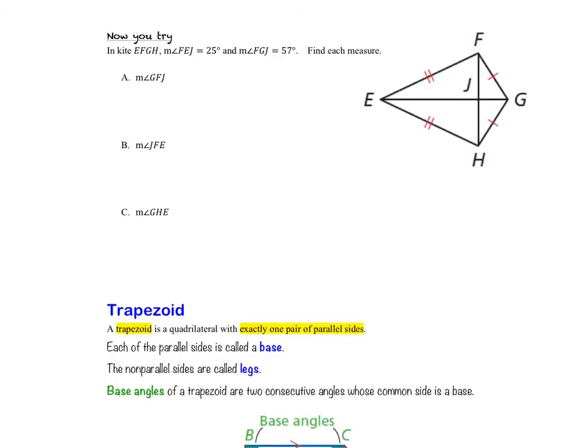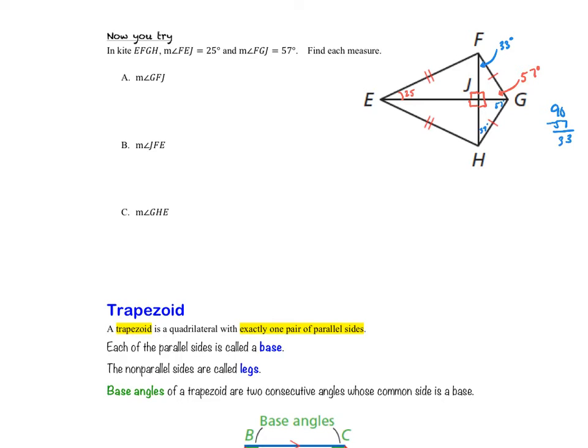Okay, in kite EFGH, measure of angle FEJ is 25 degrees. I need my right angles here. That'll help me solve some of these. And measure FEJ, 25. FGJ, this angle right here, is 57 degrees. So I'll have to do a little bit of work to answer this question, but 90 minus 57, well, that's going to be 33 degrees. So this one's 33 degrees. Keep in mind, since FGH is an isosceles triangle, then we'll have 57 here and 33 here.